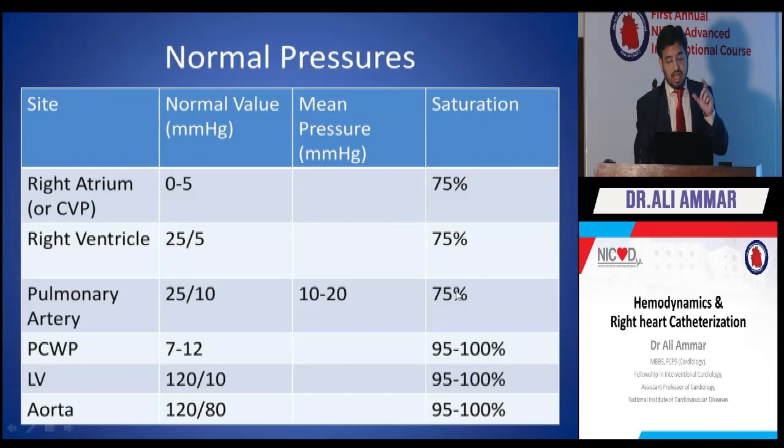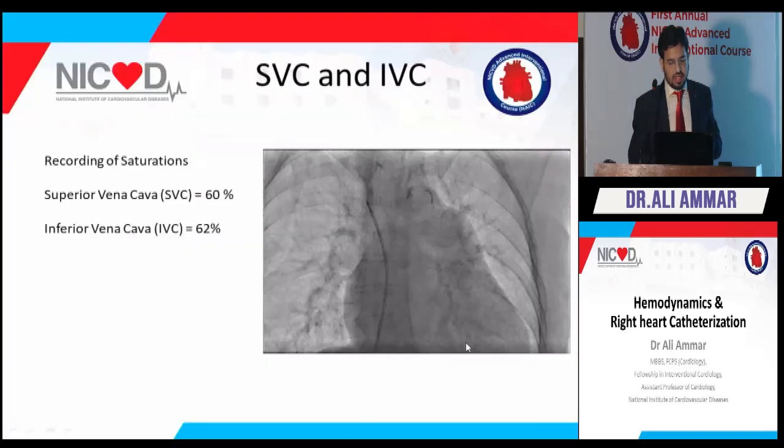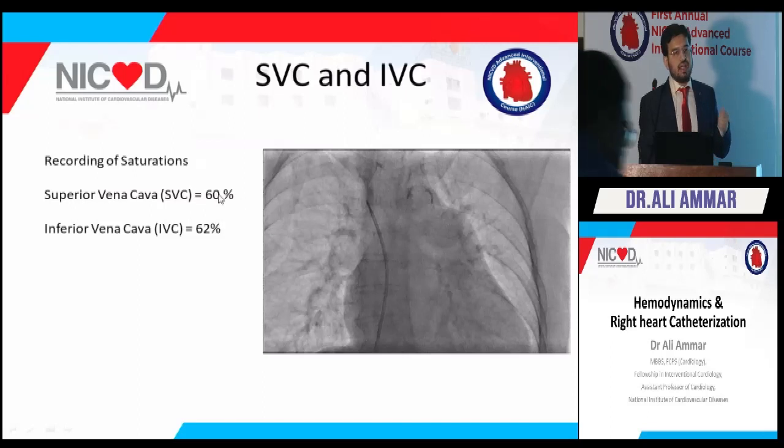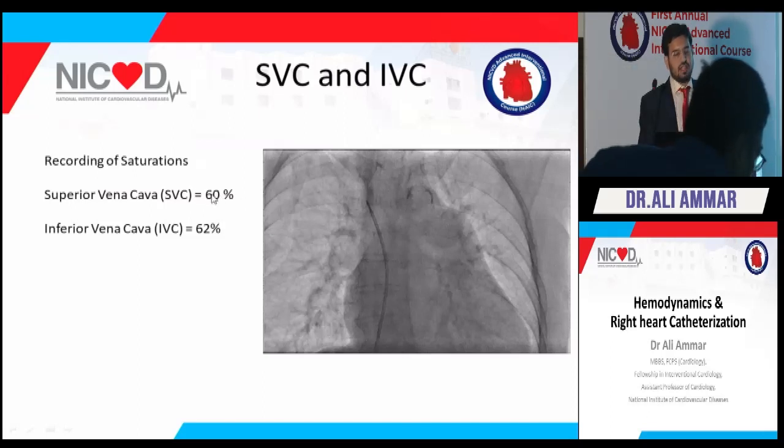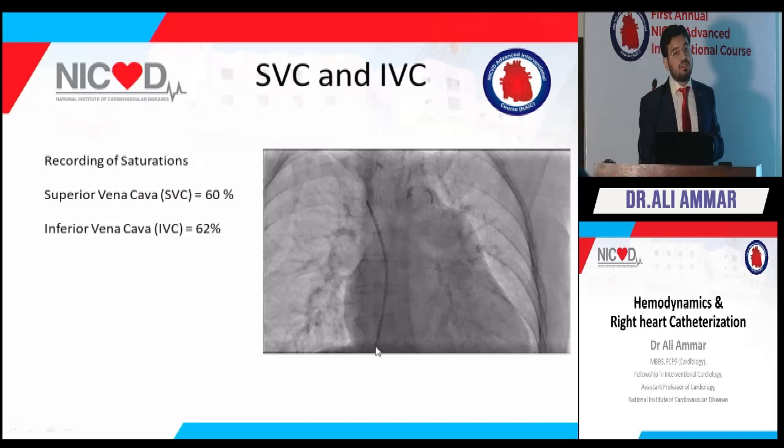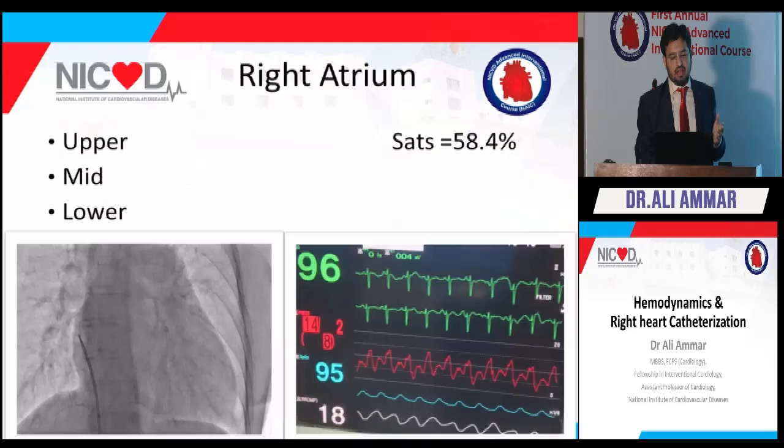We have to see that they should be lower on the right side and higher on the left side. We should record the pressures and saturations in different chambers. Going here, our catheter is in the SVC, and we recorded the SVC saturation there by ABGs, and that was 60%. Similarly, we have to take the saturation from the IVC.